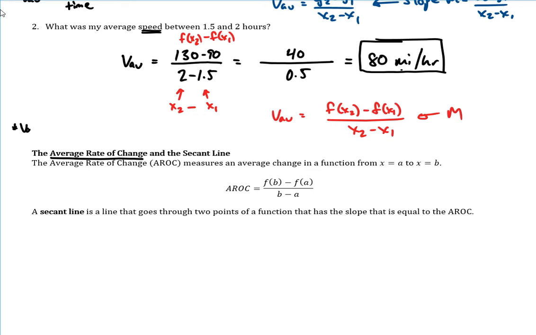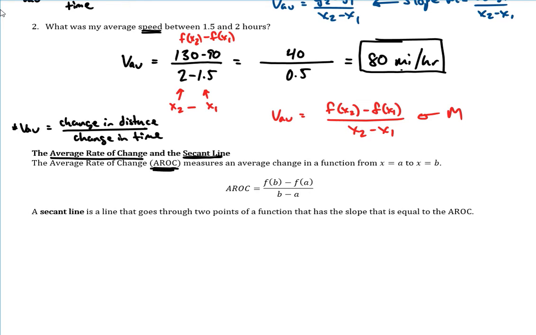So let's go ahead and mark that one last time. Our average velocity is, okay, so average rate of change, it's the rate of change of the distance. So change in distance over the change in time. So that's how it could be written in words as well. So velocity is an average rate of change, it's just a specific average rate of change. Okay, so we have an average rate of change, and we also have what's called the secant line.